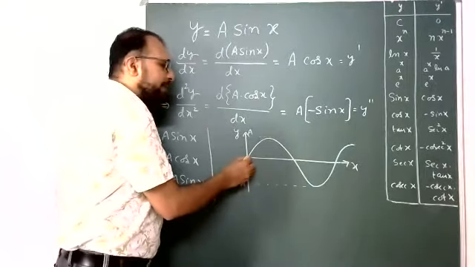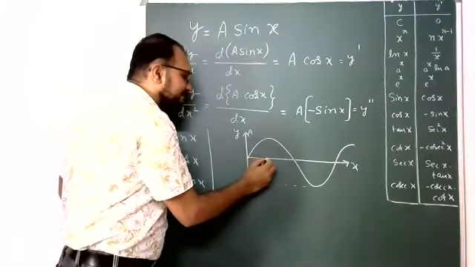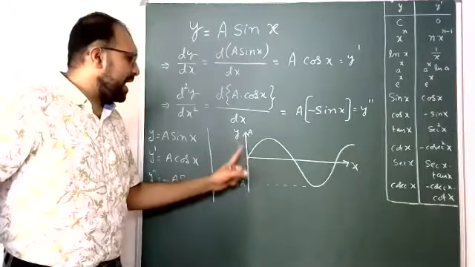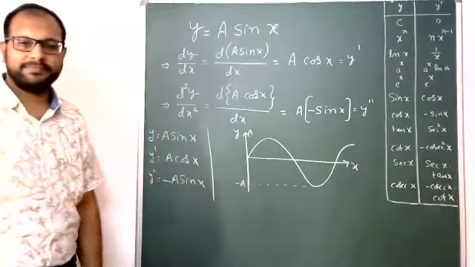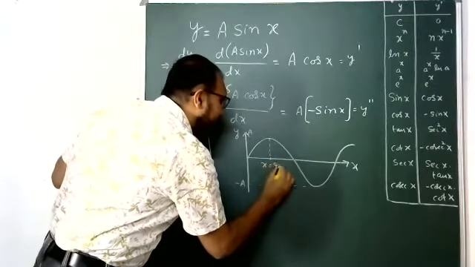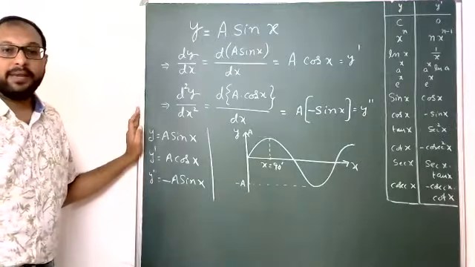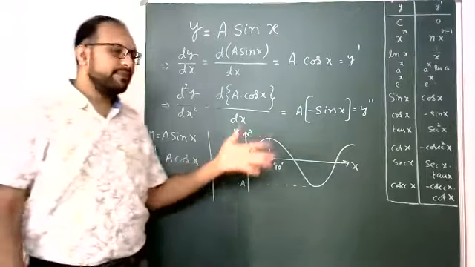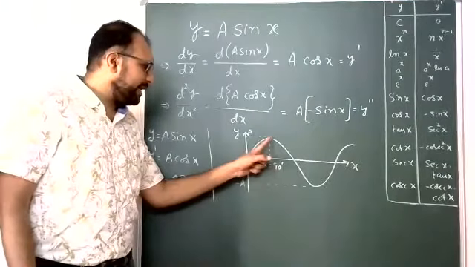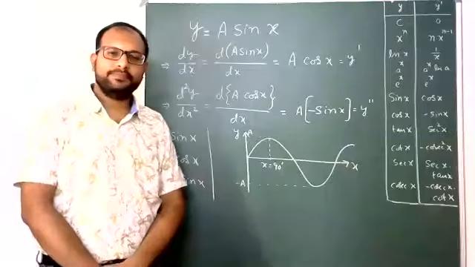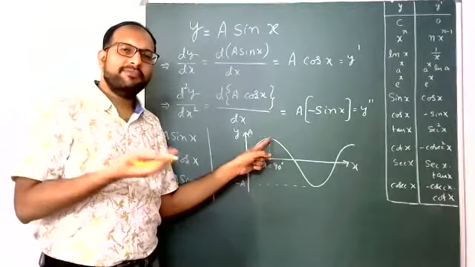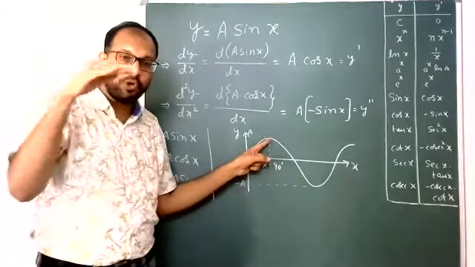Students, here x equal to 0. As x is increasing, y is also increasing. But at this location where x equal to 90 degrees or pi by 2 radian, y becomes maximum, that is plus a. At x equal to 90, y is maximum. But at the same time, students, what is the slope of our sin x graph? At this location, slope is 0.